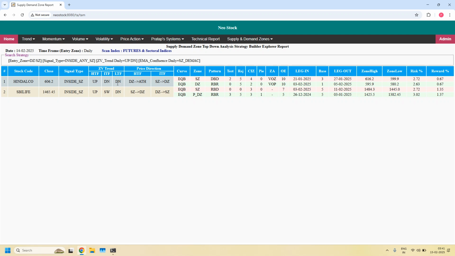Because of the downtrend, some people use this daily zone as an ITF zone. That way they prepare their trade setups. Because the ITF trend is down, the overall trend we generally see in ITF. This is how experienced people will be using these zones.